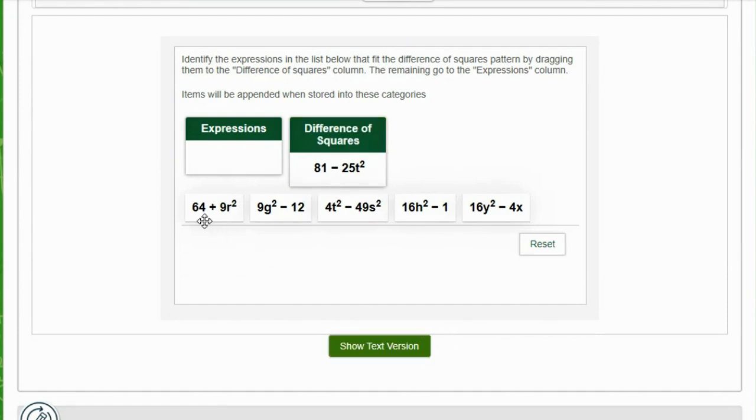How about this one? 64 plus 9r squared. Difference of squares, thumbs up? No? Oh, I'm seeing a little of both. Oh, this is going both ways. I love it. Well, the first thing you're looking at is that 64 is 8 times 8, and 9r squared is 3r times 3r. But what's going on in the middle there? This is not a difference. This is a sum of squares. That's where we fooled you.